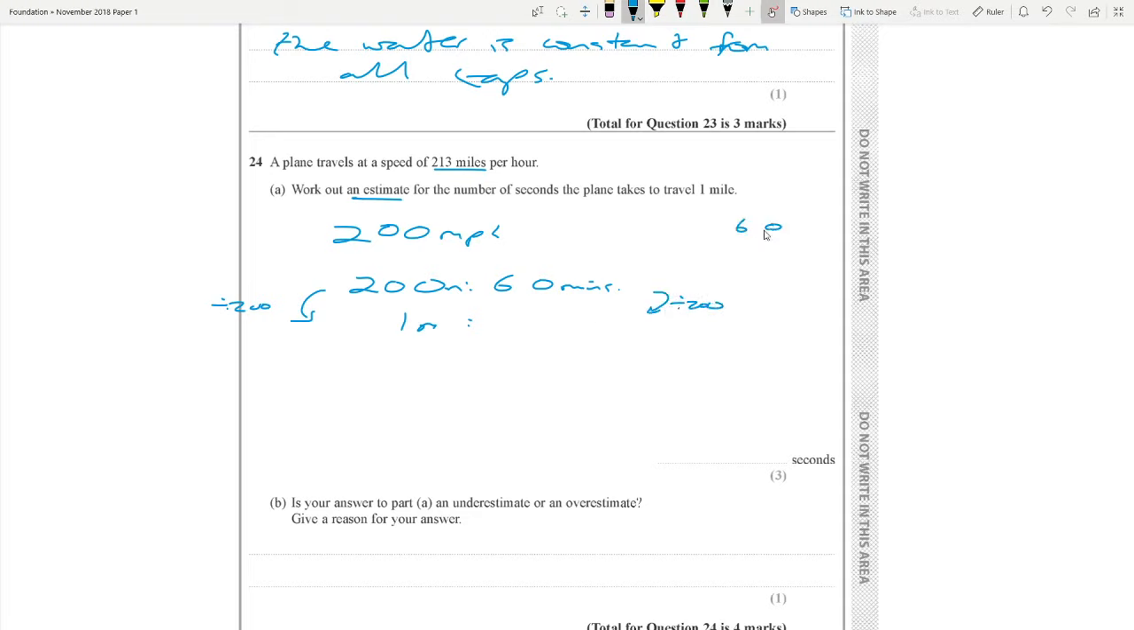60 divided by 200, if I write it as a fraction, the zeros cancel out. So we're left with 6 divided by 20. We can cancel that down by dividing both by 2, which is 3 over 10. So we get 3/10 of a minute, which is how many seconds? 3/10 of 60 seconds, because there are 60 seconds in a minute. When you're working out a fraction of an amount, divide by the bottom, times by the top. 60 divided by 10 is 6, and then 6 times 3 is 18. So the answer is 18 seconds.